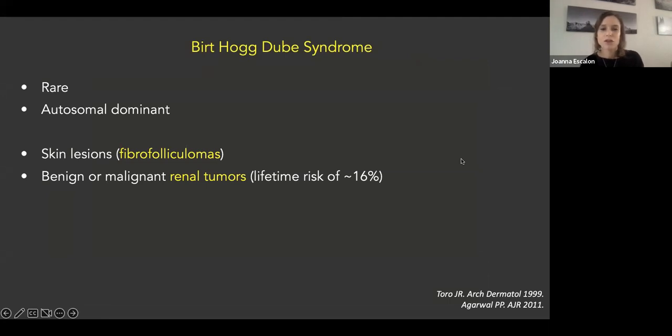This is rare. It's an autosomal dominant disease. They have a typical skin lesion called fibrofolliculomas. They look like little tan bumps on their face. They also get benign or malignant renal tumors, either renal cell carcinoma or an oncocytoma, with a lifetime risk of about 16%. So they do need a serial screening of their kidneys.